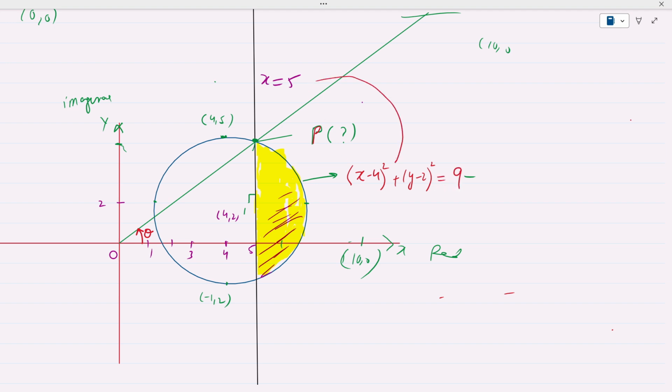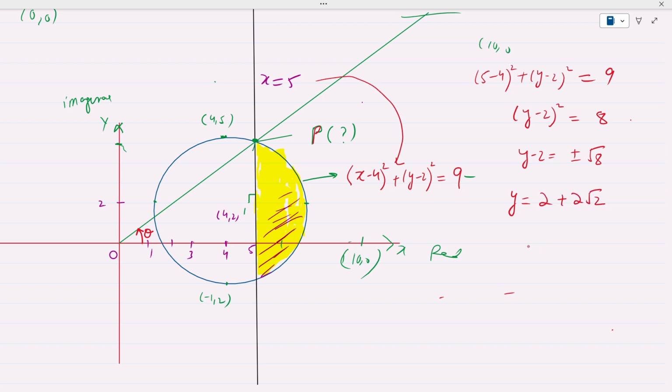Let's solve these two together simultaneously in order to find the coordinates of P. So I'm going to substitute x with 5. So (y minus 2) whole squared equals 9 minus 1, which is 8. So y minus 2 equals plus or minus root 8. We are interested in the upper point, so we consider positive root 8. So y equals 2 plus root 8, or you can write 2 plus 2 root 2. This is the value of y, and the value of x is obviously 5. So the coordinates of P are (5, 2 plus 2 root 2).